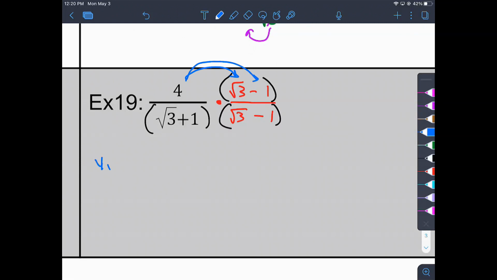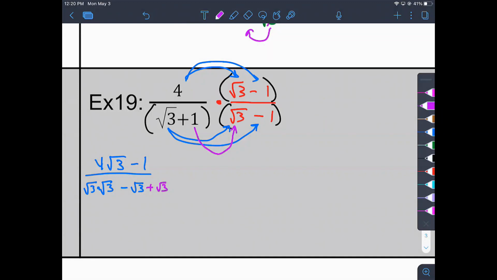So this becomes 4 root 3 minus 1 for the top. And then let's see here. Root 3 times root 3. I hope that you're getting better at this, root 3 times root 3. Then root 3 times a negative 1. So it would be a negative root 3 or a negative 1 root 3. And then a different color. There we go. 1 times root 3, which is a positive 1 root 3. And then a 1 times negative 1, which is a negative 1.